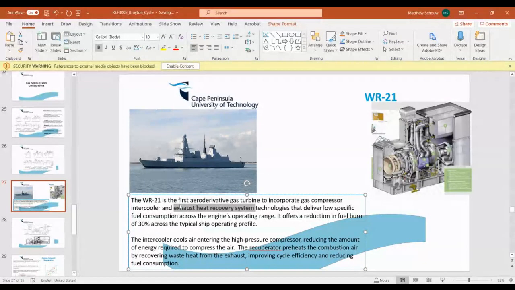So it basically works like this. The intercooler cools the air before entering the high compressor, reducing the amount of energy required to compress the air. That's the compressor side. Then the recuperator, which is what we're going to be talking about, preheats the combustion air by recovering waste heat from the exhaust. Like I said, before the combustion, we add more energy to the air. I think this is similar to, do we have something like this in boilers where they economize, what are all those components called again? Some of that exit heat to actually... you know, we don't really want to waste that energy.